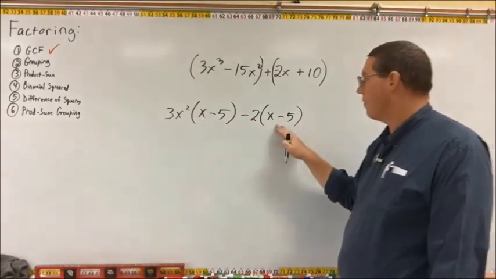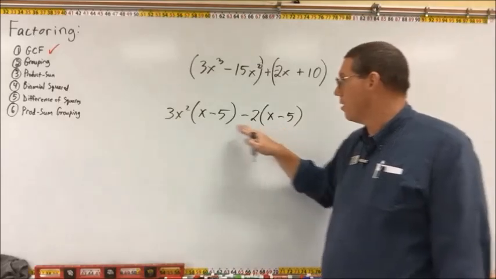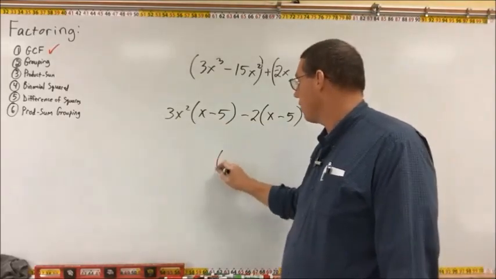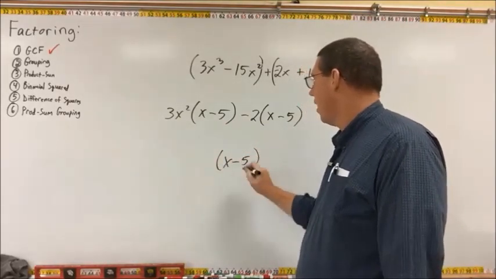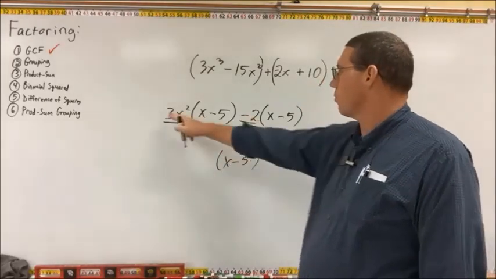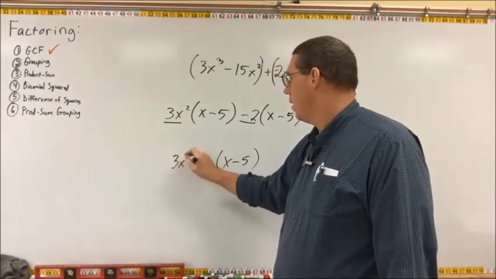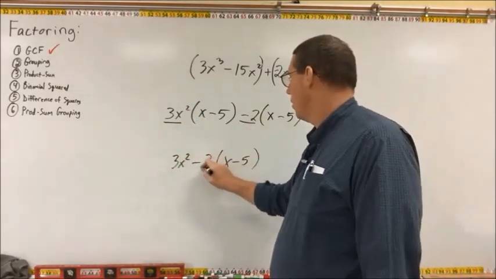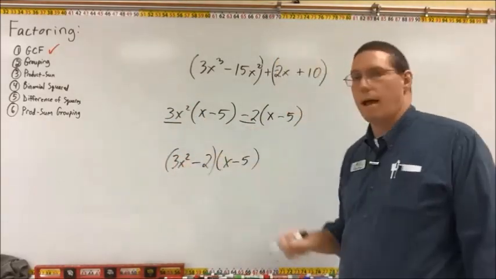And look now, we have the same factor in both of these, x minus 5. So that's part of our answer, x minus 5. And then our two greatest common factors that we took out are 3x squared and minus 2. Put those in parentheses, and it's now factored.